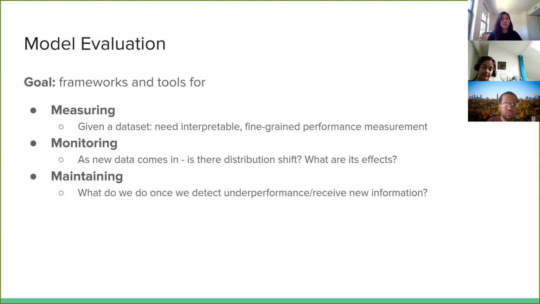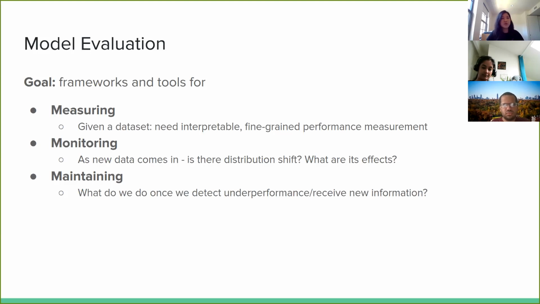For instance, there might be some critical subpopulations of the data where we really need the model to perform very well. Maybe we measure this data set, but we also want our model to be robust to slight perturbations on this data set. So we need to think beyond just what this data is that we want to measure. The next step is monitoring.